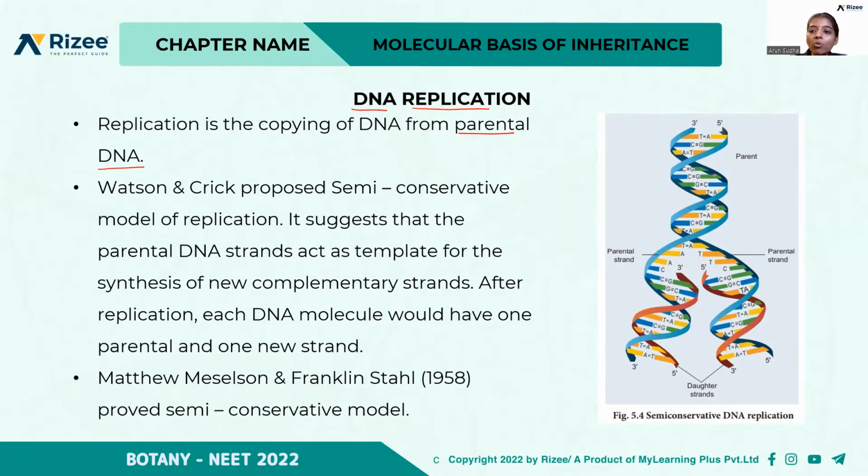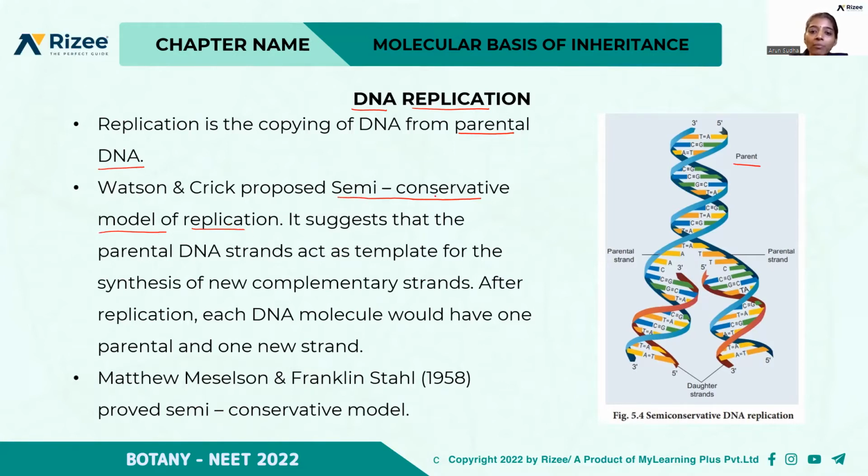The blue color shows the parental DNA, and this is a parental DNA strand. Here these are the daughter strands. The red color shows the daughter strands. Watson and Crick proposed the semi-conservative model of replication.